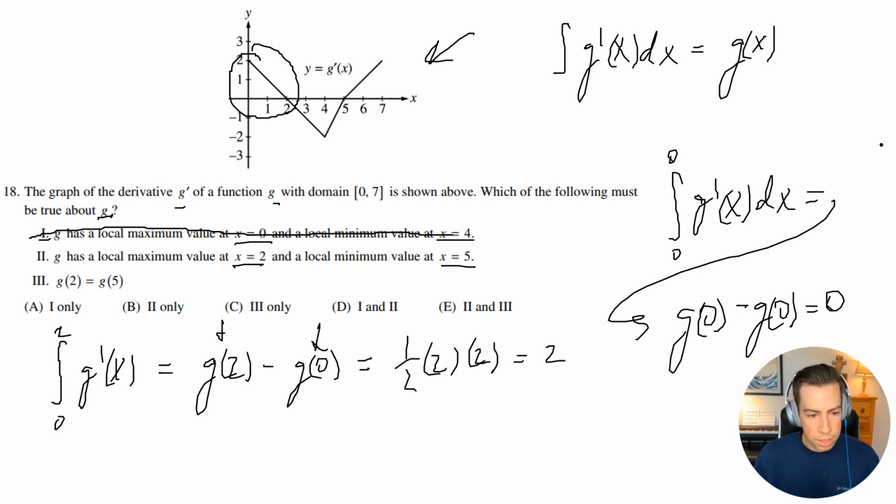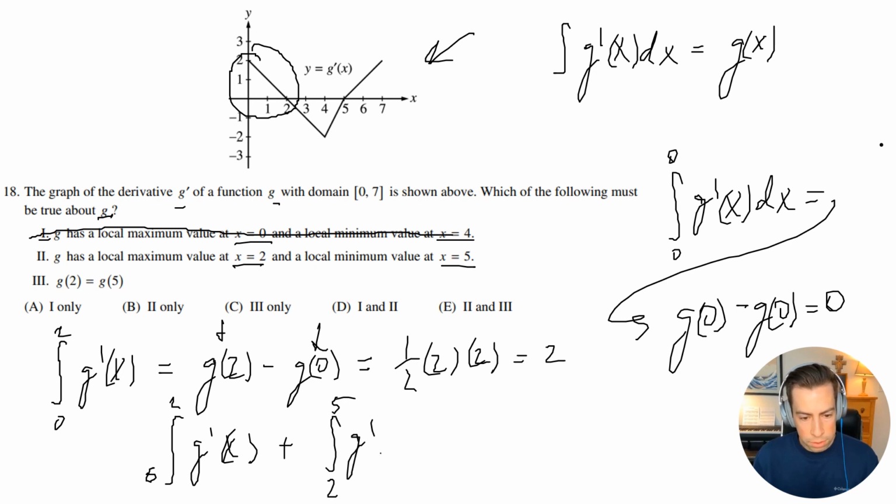Okay, now it says g has a local minimum value at x equals 5. We can go ahead and compute that. So I know that the integral of 0 to 2 of g prime of x plus the integral of 2 to 5 of g prime of x has to equal the total area, right? So we know that the total area for this one is already 2, so I'm just going to put it here. So now we have 2 plus, and then this area right here, well, we'll just have to go evaluate it. So it's going to be this triangle here.